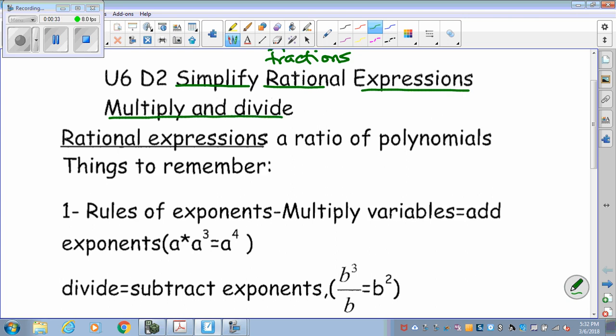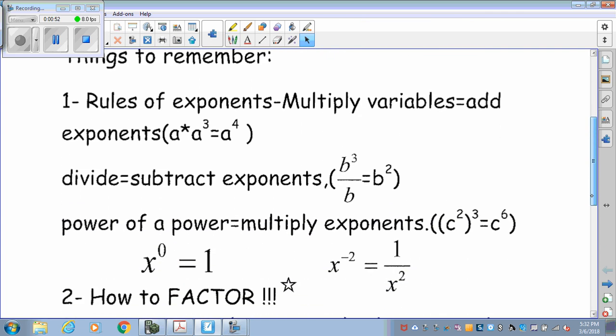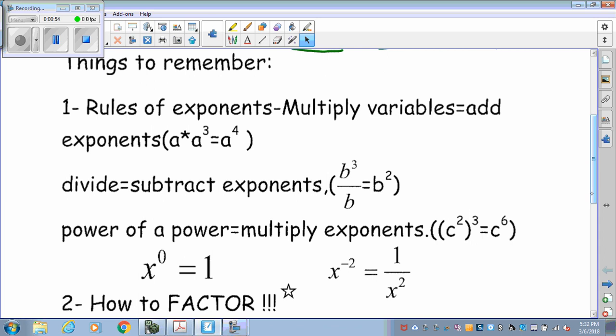So first of all, rational expressions are a ratio, which means it's a fraction of polynomials. So you have a bunch of terms, and there's a few things that you need to remember. Number one is the rules of exponents.